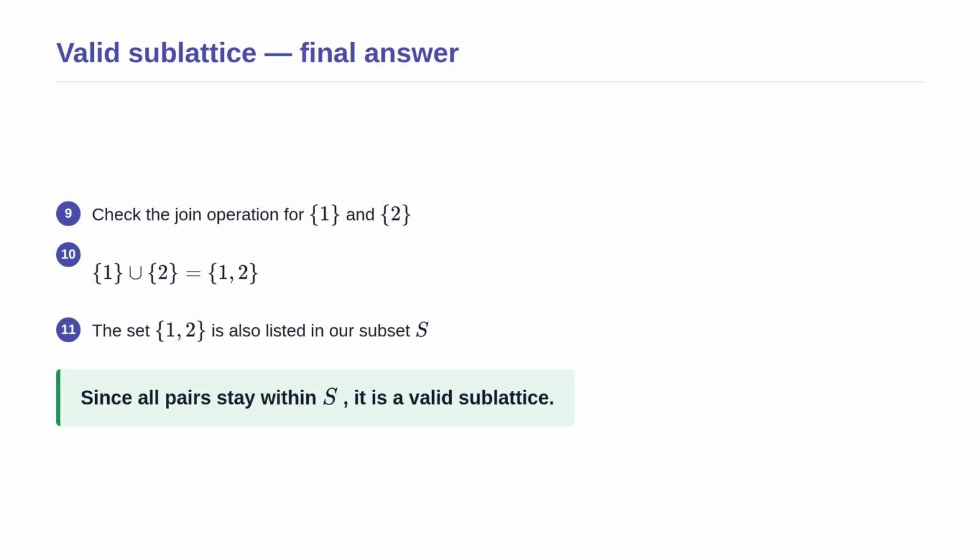Following the meet test, we apply the join operation to the exact same pair. We combine the contents of both sets using the union operation, which gives us a new set containing both 1 and 2. We look at our subset S again and ask, is the set {1, 2} listed there? Yes, it is. If we continue this process and test every other possible pair in S, we will find that every single intersection and union results in an answer already inside S. Physically, this means our subset is completely self-contained.